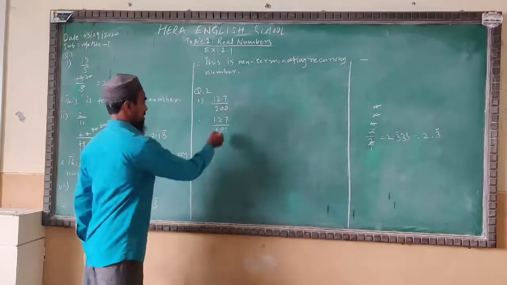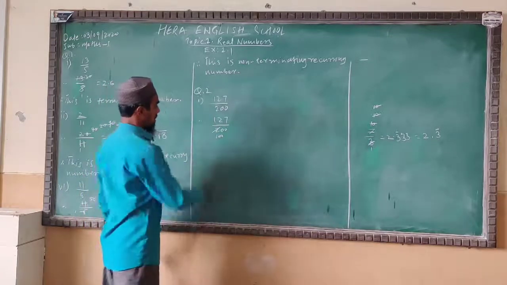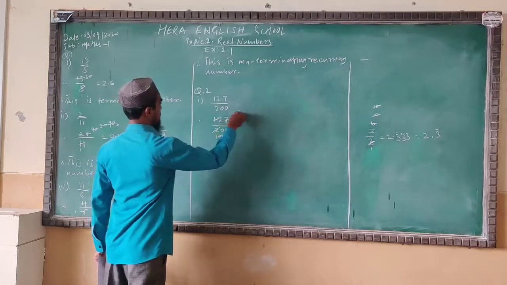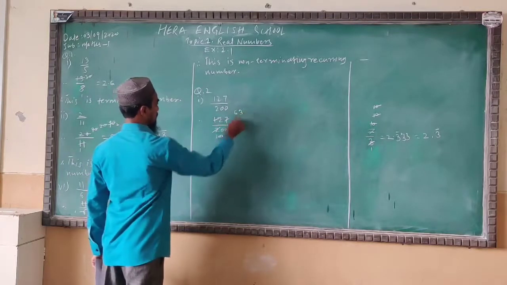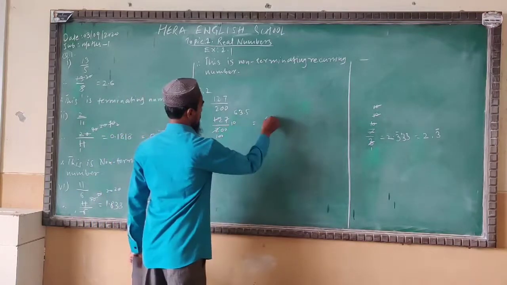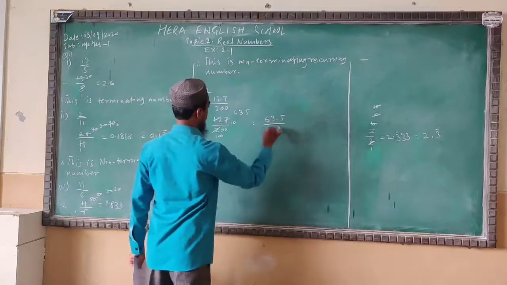So we will take the first table of 2 easily. 2 ones are 2, the 0 0 will be as it is. 2 sixes are 12, 2 threes are 6. The remaining is 1. Take the point and 0. 2 fives are 10. You will have the answer 63.5. In the denominator we have the 100.